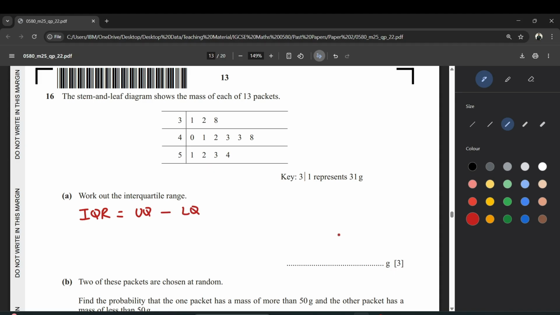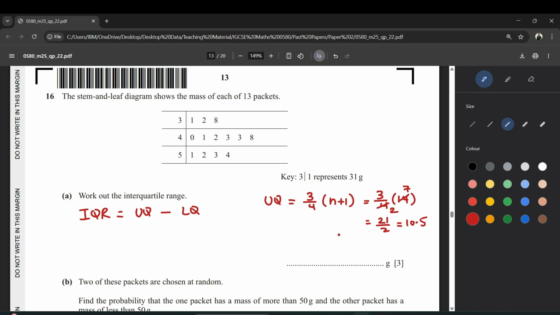Now, upper quartile is calculated as 3 over 4 times n plus 1. In our case, this will be 3 upon 4 times, it becomes 14, right? 13 plus 1, that is 14. So if I simplify this, this becomes 21 over 2, which is 10.5.